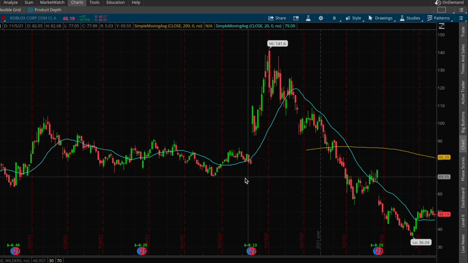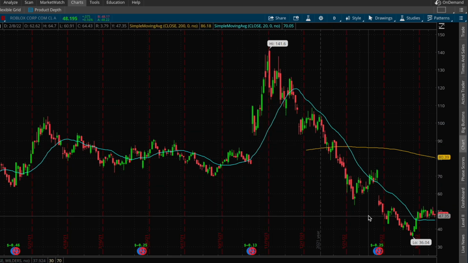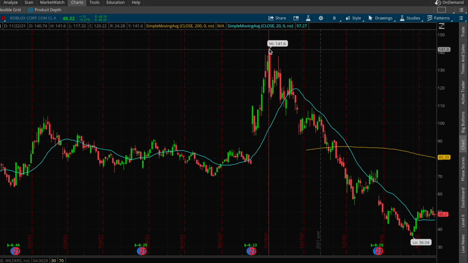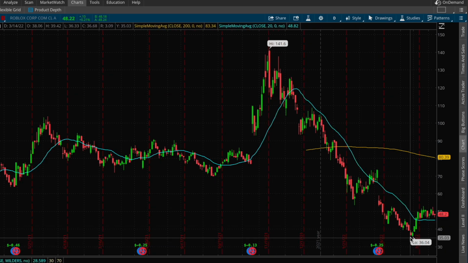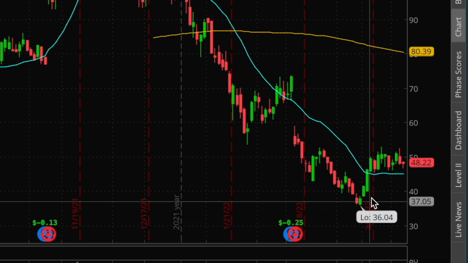Okay, so focusing on the charts here, as you can see, Roblox in the past few months has undergone a bit of a bear market of its own. This stock has fallen from a price of around 140 bucks per share down to a low, at least so far, of 36 bucks per share. That's a pretty staggering decline of about 75% or so. And very recently, this stock has recovered a little bit up to around 50 bucks per share.